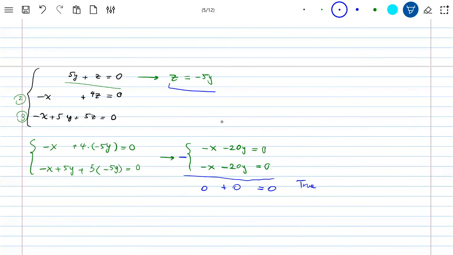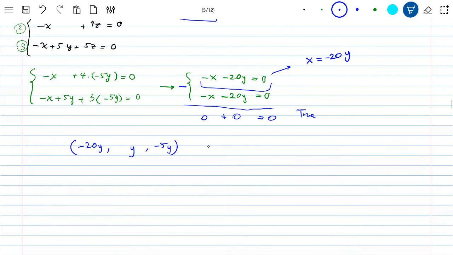I picked z equal to negative 5y. What is x? I can figure out what x is through this equation. X equals negative 20y. Okay, so everything now is in terms of y. So what is the solution? My x should be negative 20y, z should be negative 5y, and y is free. Remember in the last case when we would write in terms of x or in terms of y, here I can write in terms of y and say this is the solution.